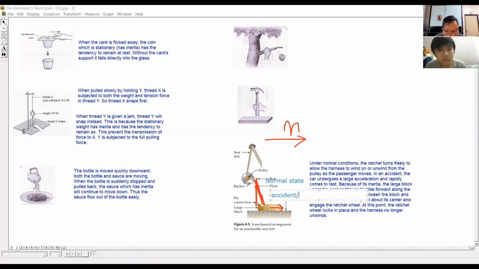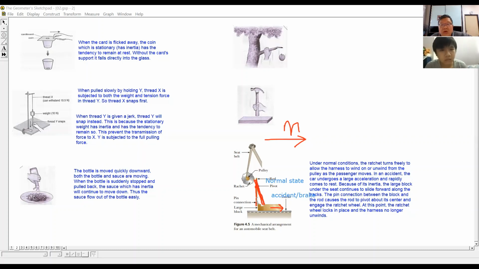During an accident or brake, when you brake, the block will move forward. Only the car stops. Because of the inertia, the block will move forward. When the block moves forward, it will tilt the rod. When the rod tilts, it will go into one of these gaps along the circumference of the ratchet. When it goes inside, it will prevent the ratchet from rotating, so it cannot rotate, and that means it will lock the seat belt in that position.